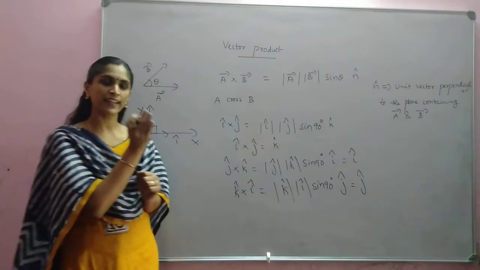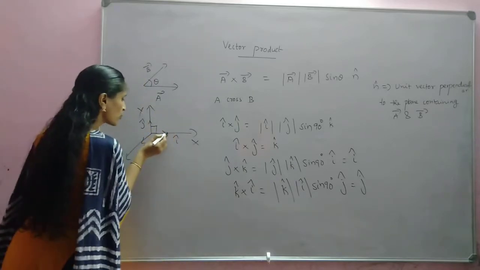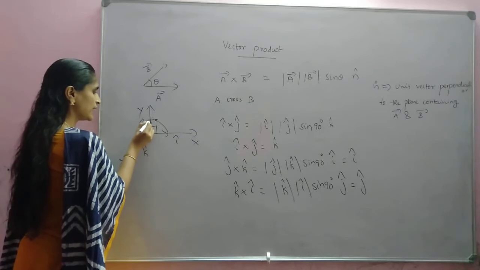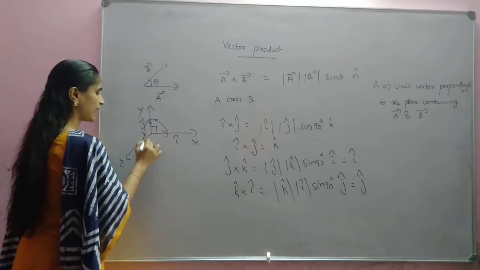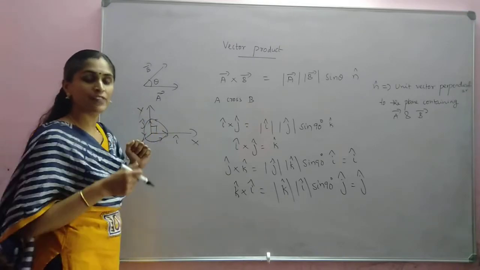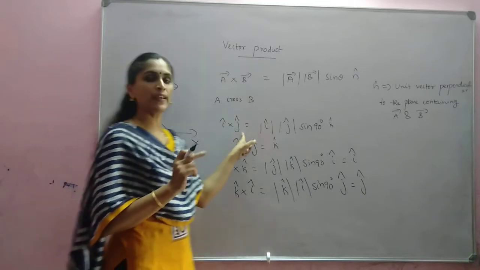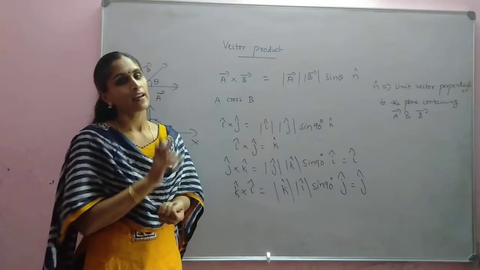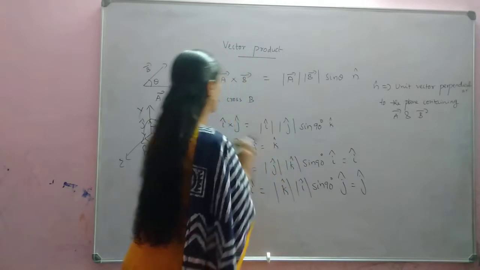So we can say that it obeys the right hand screw rule, which means I cross J, you will get K in this direction. Again J cross K, you will get I, and K cross I, you will get J. But if it is in reverse direction, it will be negative. Why? I cross J will be K, but J cross I will be minus K, because A cross B is equal to minus B cross A.